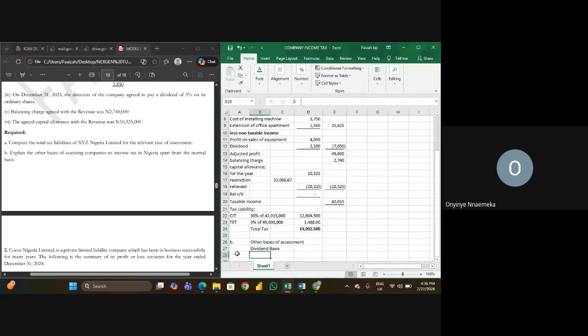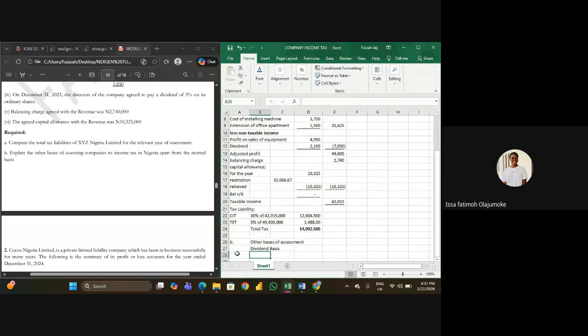So, under dividend basis, how does dividend basis work? The question says explain. So, you have listed dividend basis now. What is the explanation? Nobody can explain dividend basis. But let me try.